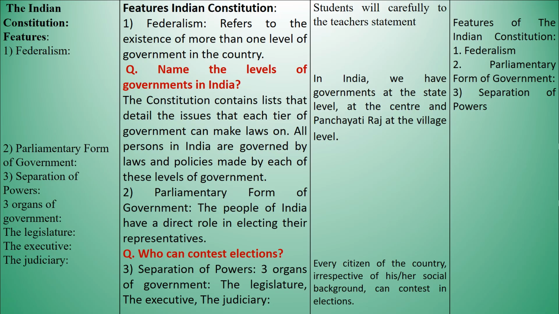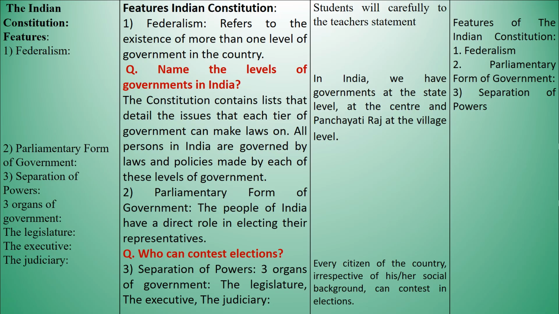The three organs of government are legislature, executive, and judiciary. Legislature means the representatives elected by the people. The executive is a smaller group of people who are responsible for implementing laws and running the government. The judiciary refers to the system of courts in India. Each organ acts as a check on the other organs of government. This ensures the balance of power between all the three.